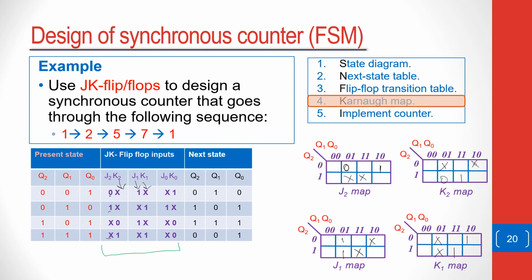In fact, we see that since our transition table only has 4 entries in the K-map, it means the rest would automatically become don't care as well. So the rest we don't really care about.